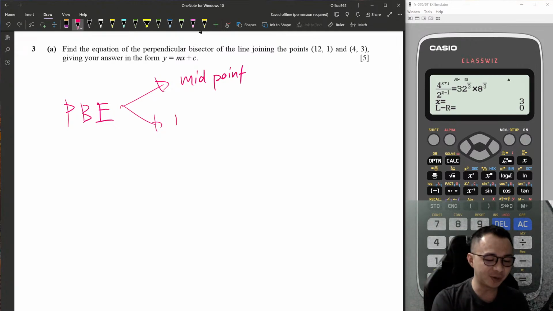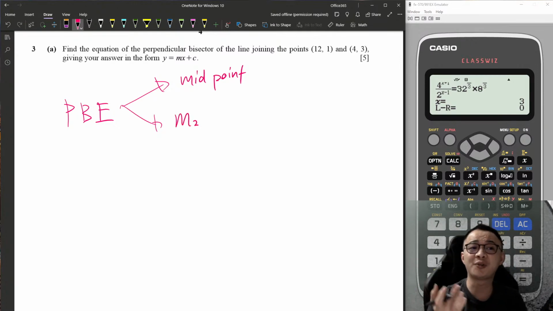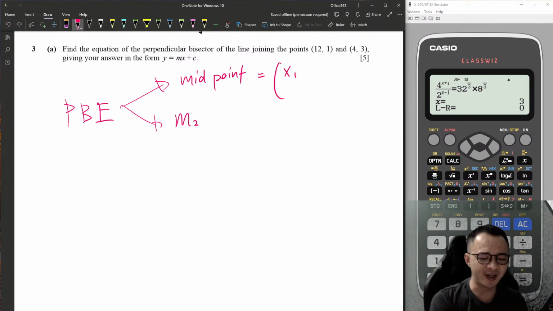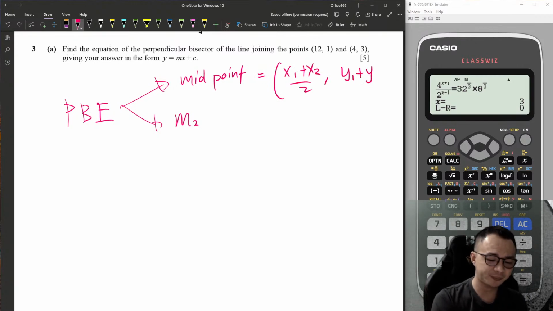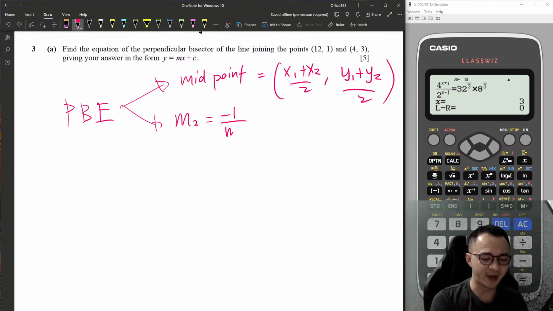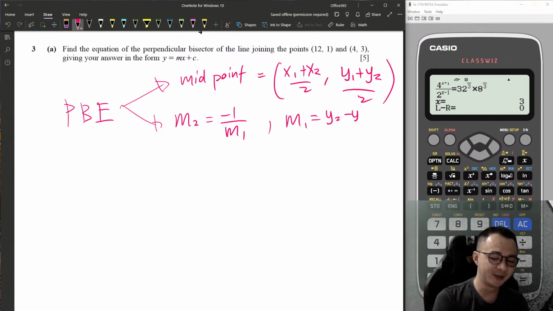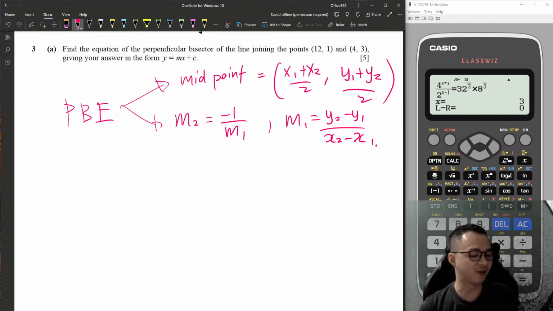And then second, you need to know M2. Why? Because of the word perpendicular. Perpendicular means 90 degrees. So for a perpendicular bisector, you need two pieces of information, midpoint and M2. Midpoint is very easy to find: (x plus x) over 2, (y plus y) over 2. M2 is also very easy to find: negative 1 over M1. For M1 you can use the normal gradient formula to find the gradient. Then from there you can find your M2.